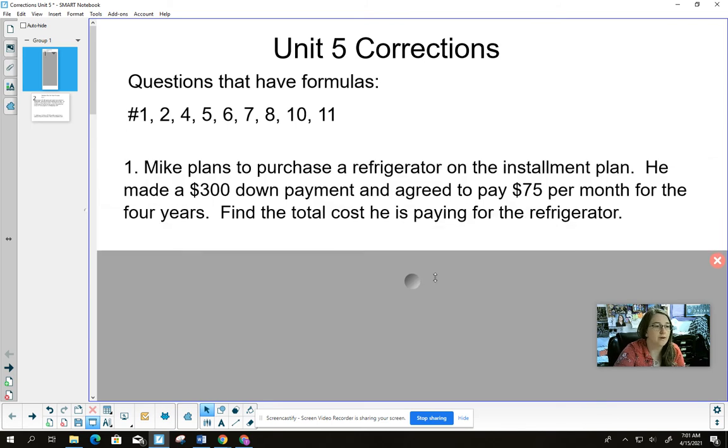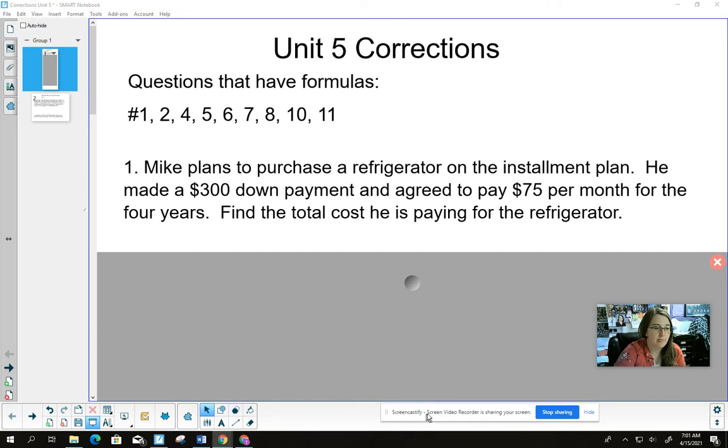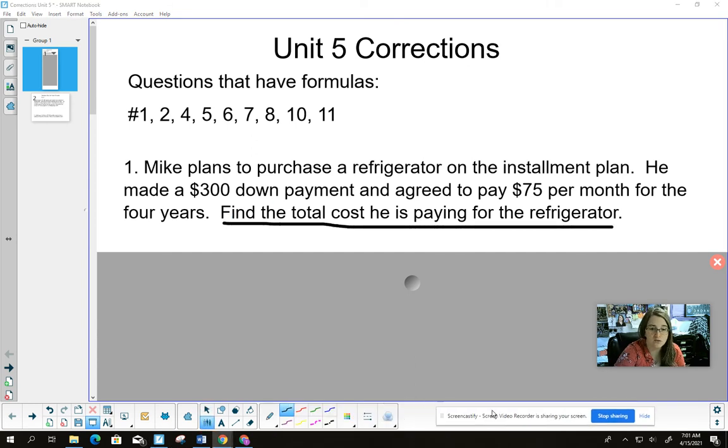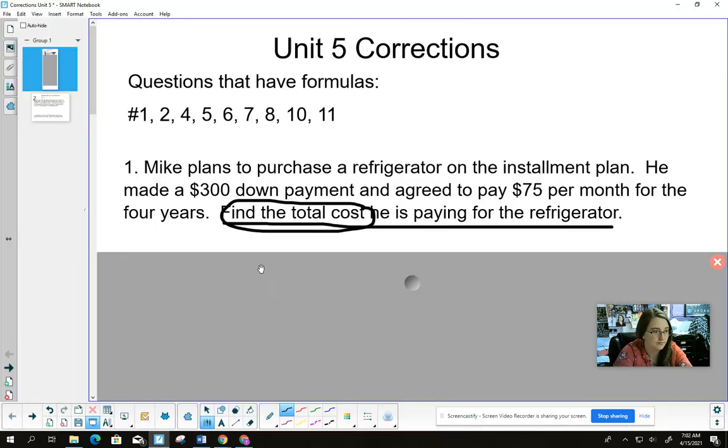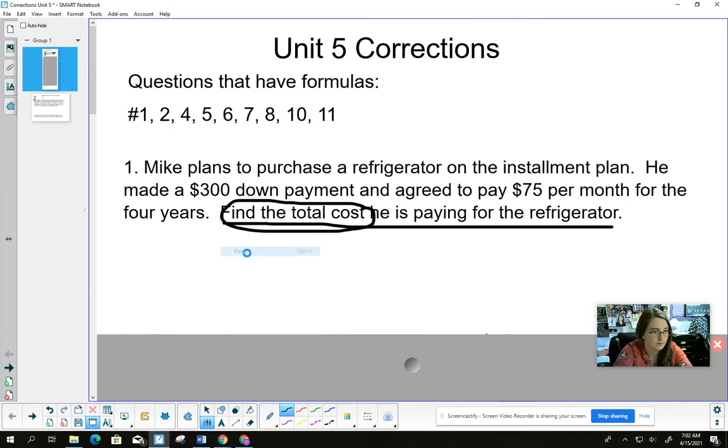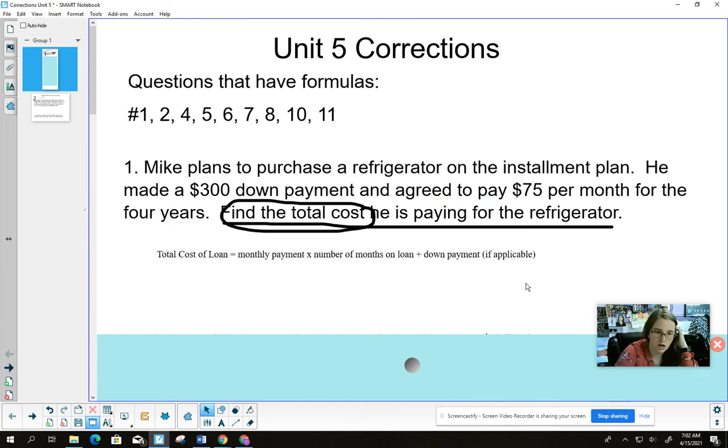So number 1, anytime with all of these questions, if there is a formula, we know by what they're asking us. The very last sentence, or whatever the what is, or what we're trying to find, that's our formula. So it says find the total cost for number 1. So looking to your formula sheet here, total cost. I'm going to copy this and bring it over here. That is the formula, total cost of the loan. Find the total cost. So this is what you should have done.